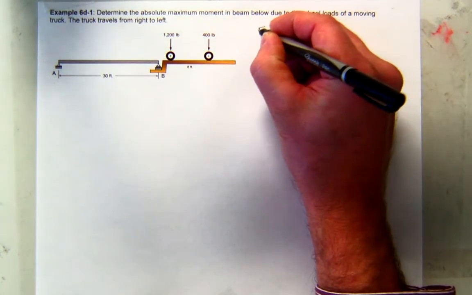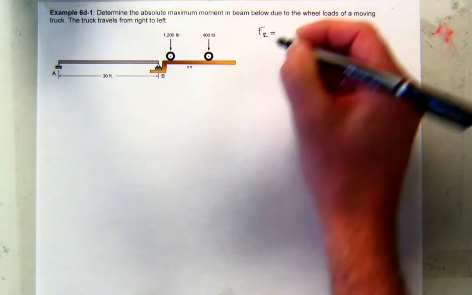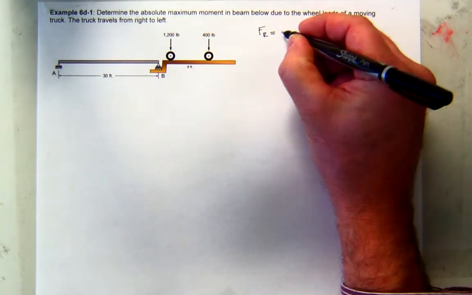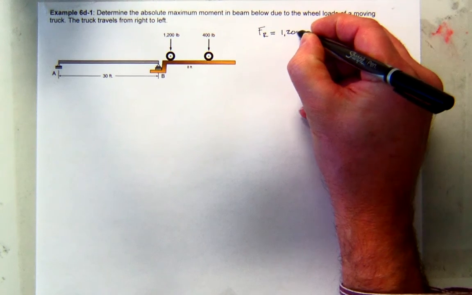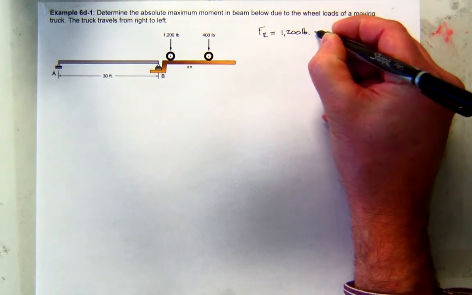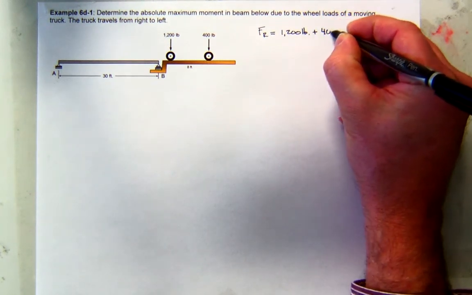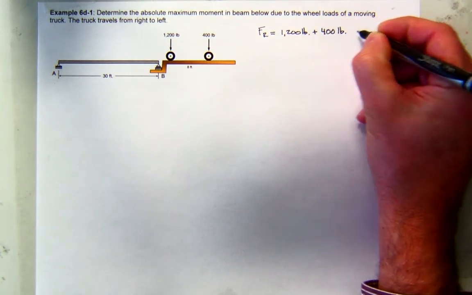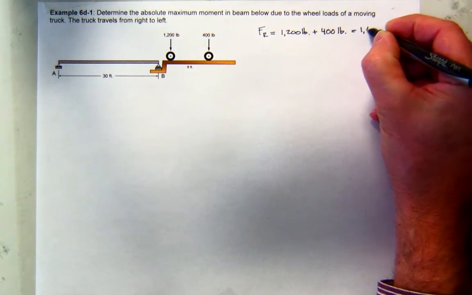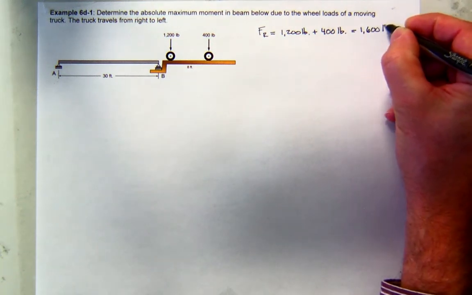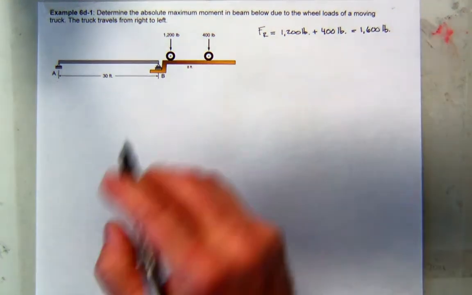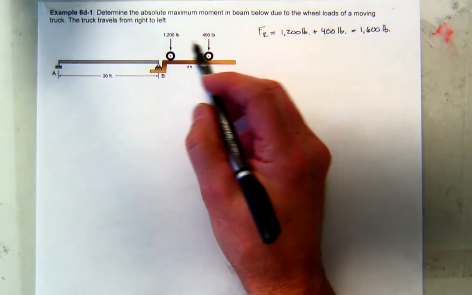So our resultant force is just going to be the sum of the two forces, which in this case is 1,200 pounds plus 400 pounds, which I believe is 1,600 pounds. Now, where would that force reside in this system?